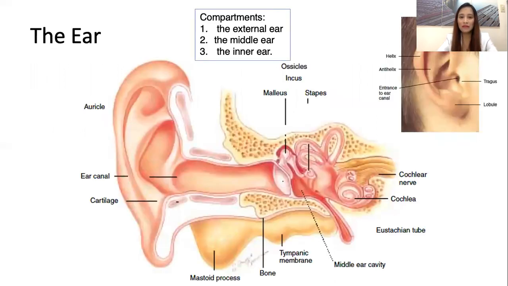So let's just have a brief review of the ear. The ear has three compartments: your external ear, your middle ear, and your inner ear. Your external ear begins with your auricle, which is mostly composed of cartilage and thin skin, and it's also elastic. You can move it freely.